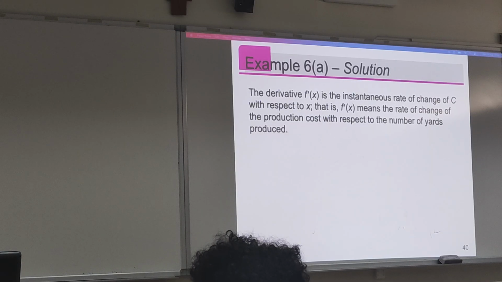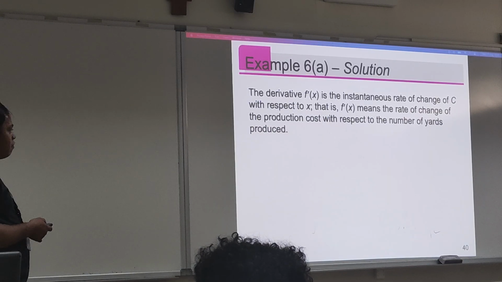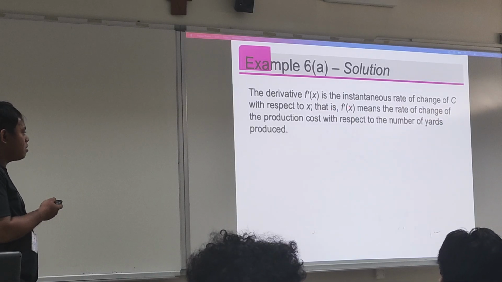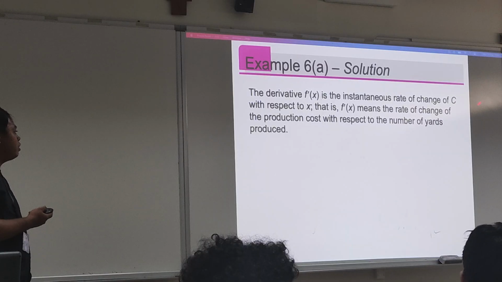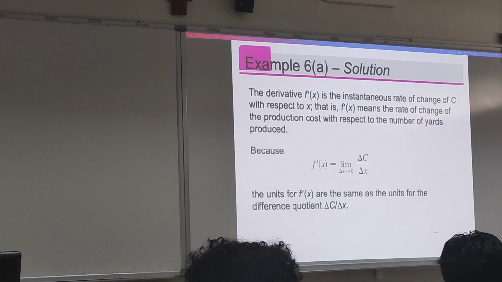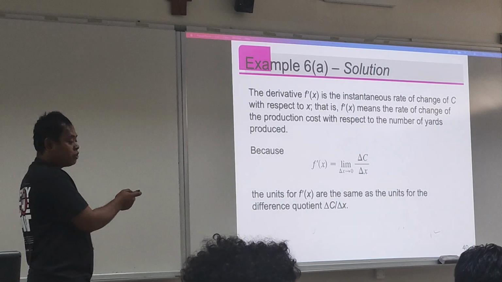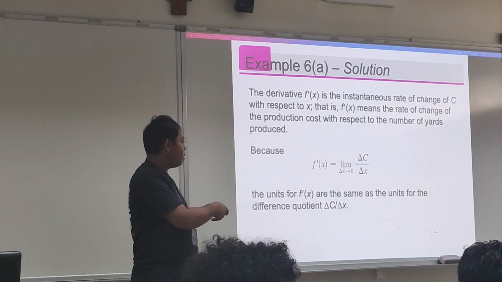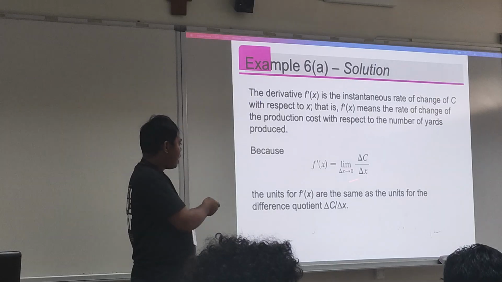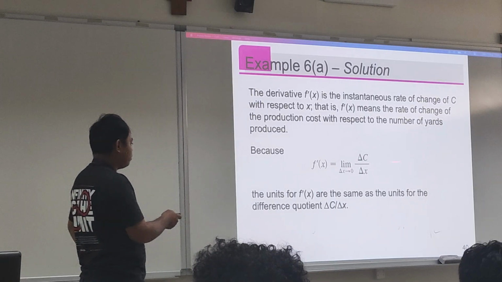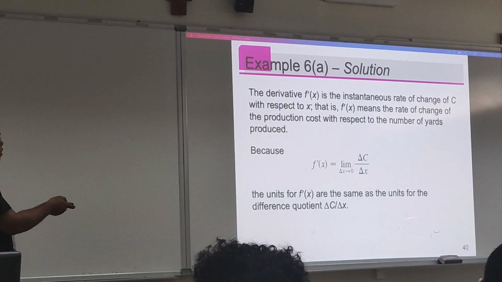Okay, the derivative f prime of x is the instantaneous rate of change of C with respect to x. That is, f prime of x means the rate of change of the production cost with respect to the number of yards produced. Because we have this formula, f prime of x is just delta C, the change in the production cost, divided by delta x, the change in the number of yards. So the units for f prime of x are the same as for this difference quotient.